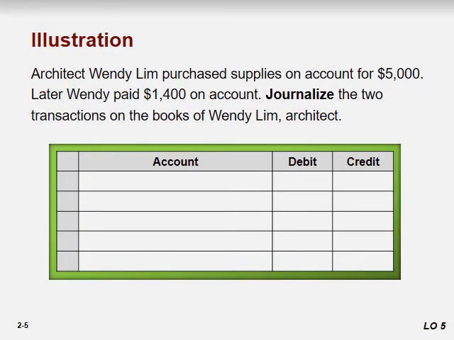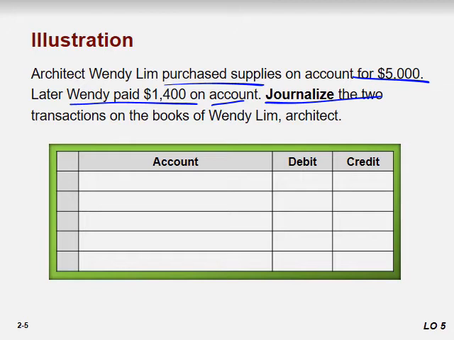Okay, I just want you to pause the video and try to solve it by yourself. At the end, we match the answer. Okay, let's start. Architect Wendy Lim purchased supplies on account for 5,000. Later, Wendy paid 1,400 on account. So journalize the two transactions on the books of Wendy Lim, architect. So let's talk about that.